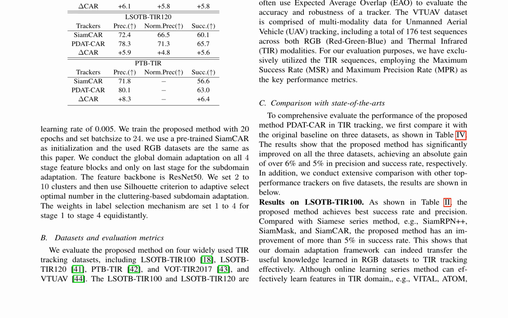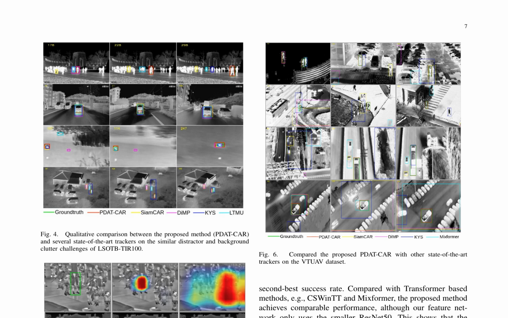Overall, the proposed method provides a novel approach for TIR tracking, which can effectively transfer knowledge learned from RGB datasets to TIR tracking. The proposed method, PDAT, demonstrates significant improvements in tracking performance across various datasets, including LSOTB-TIR100, LSOTB-TIR120, PTB-TIR, VOT-TIR2017, and VTUAV, and it outperforms state-of-the-art trackers in terms of normalized precision, success rate, and other metrics.